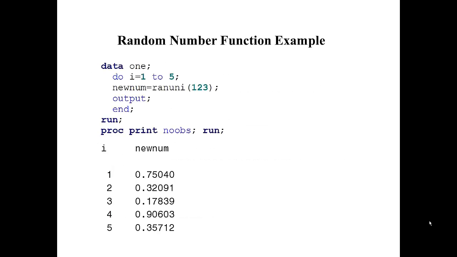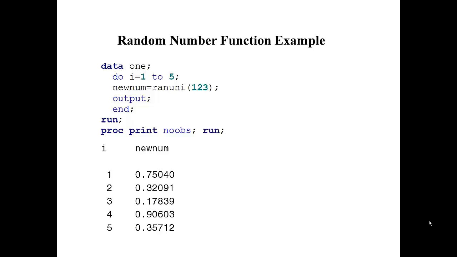Here's a simple program that uses this random number function. So here we're creating a data set called one, and we're going to iterate through this data step 5 times and create a variable num, which is equal to ranUni of 123. So that's our seed, and we have an output statement so that each time SAS iterates through the loop, it's going to output an observation. And so you see we have a printout of our 5 observations, which are a list of random numbers, and each number is between 0 and 1.